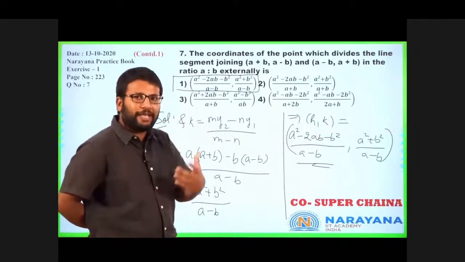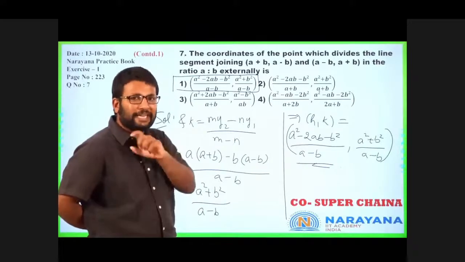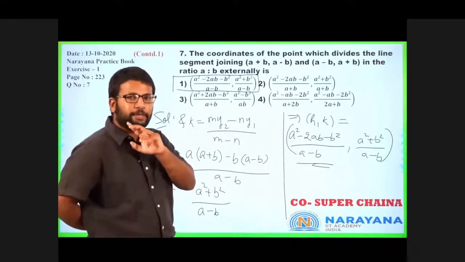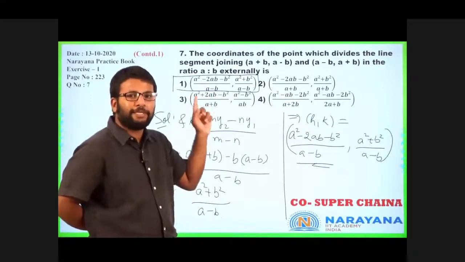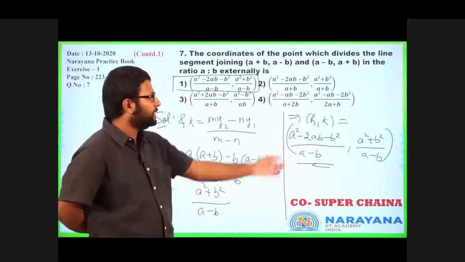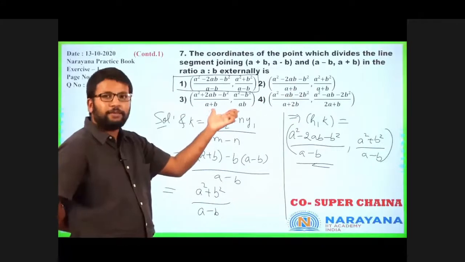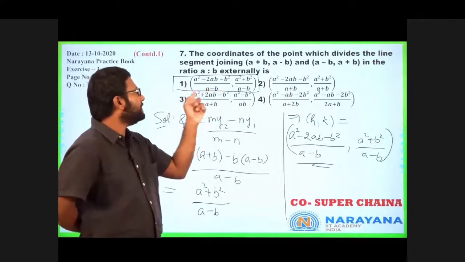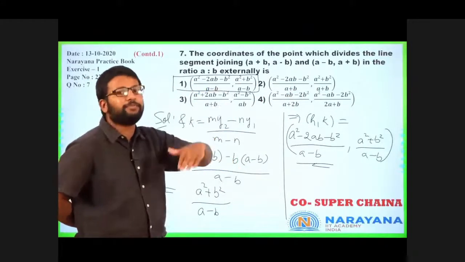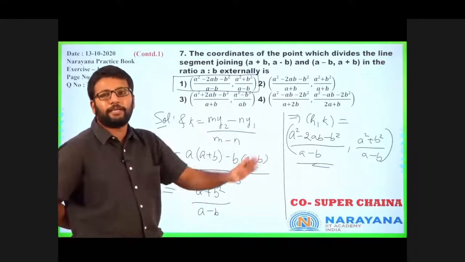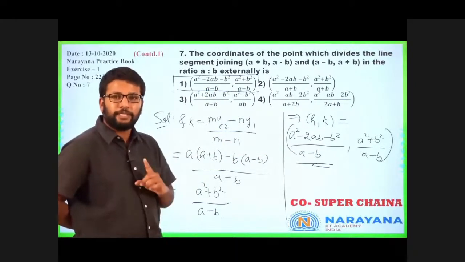Now if the ratio is A is to B externally, it means in the denominator we will strictly have A minus B. Now how many options have A minus B in the denominator for both the coordinates? Is it there, A minus B? No. A minus B? No. A minus B? Again no. Only the first answer has A minus B in the denominator for both coordinates. It must be correct. Are you following this?